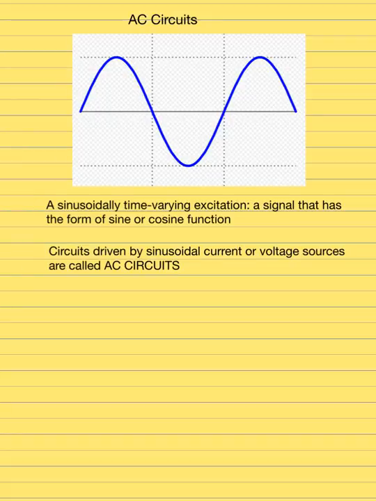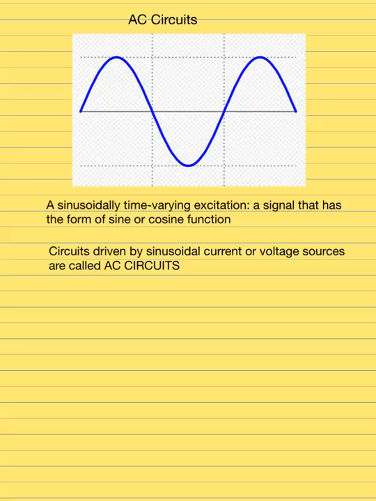Okay, this lesson is on AC circuits. So a sinusoidally time-varying excitation is a signal that has the form of a sine or cosine function. The variation of sine or cosine functions with respect to time is exactly the same. The only difference is in their starting points.